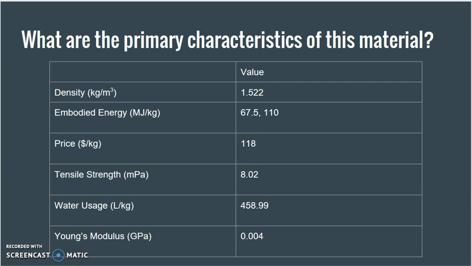The price in dollars per kilogram is 118, and tensile strength, which is the maximum force a material can withstand without fracturing when stretched. Then we have the water usage in liters per kilogram. That's how much water it takes to make a unit mass of the material. And finally, we have Young's modulus, which is a measure of the stiffness of the material.